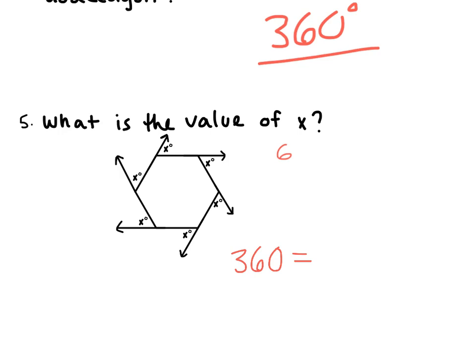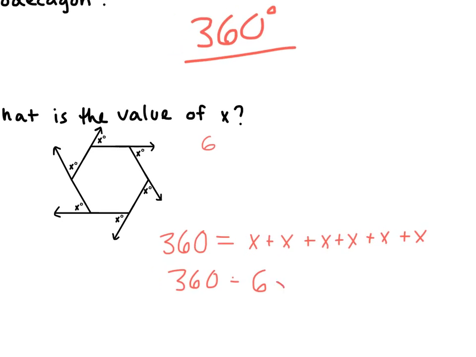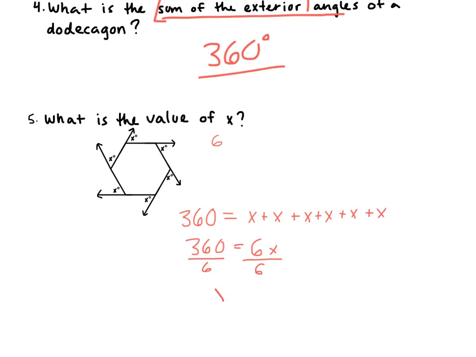So we would just add all the exterior angles. So x plus x plus x plus x plus x plus x. So we have 360 is equal to 6x. We just divide by 6. And what do we get for x? 60.